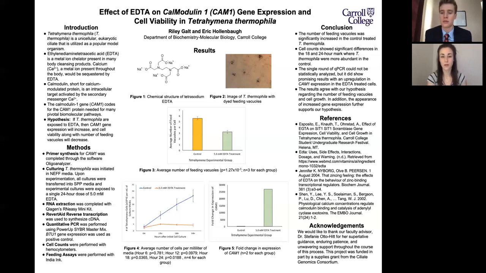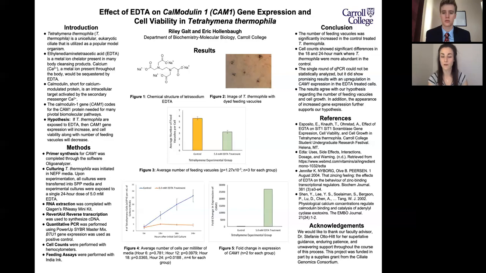To conclude for the research, we will start with the feeding vacuoles. The number of feeding vacuoles was significantly decreased in the EDTA treated Tetrahymena compared to the control, as you can see, and as Eric mentioned, the p-value was below 0.05, indicating a significant difference. Then moving on to the cell counts, there was only a significant difference at the 18 and 24-hour marks, where the Tetrahymena thermophila were more abundant in the control. In the 6-hour and the 12-hour, there were no significant results found.